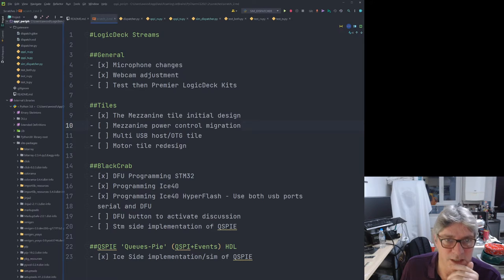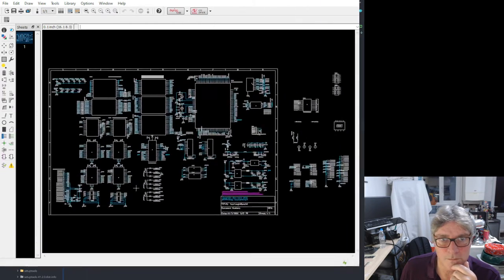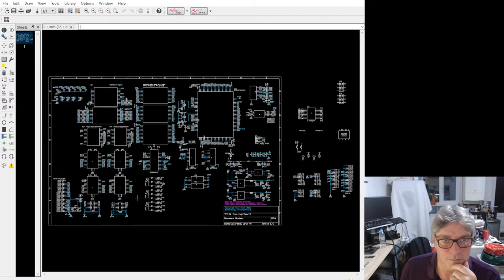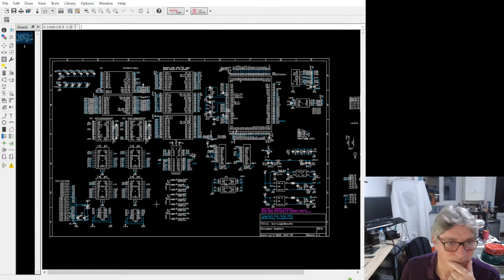There's some minor changes on the logic deck itself. Schematic. Let's just go straight to the PCB layout.